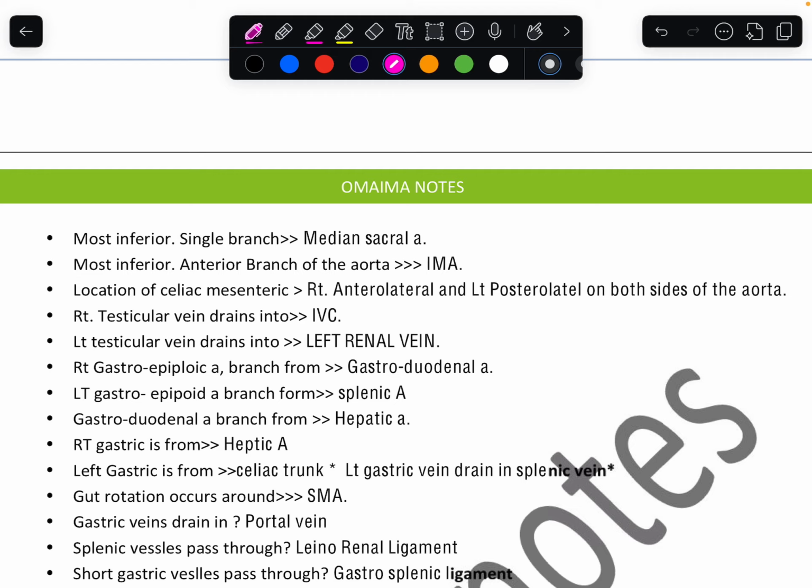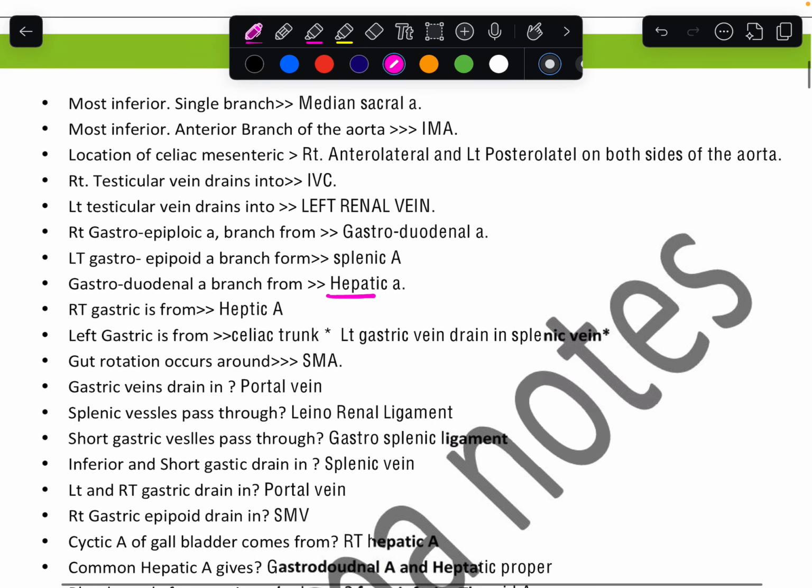Location of the celiac and mesenteric, right anterolateral and posterolateral on both sides of aorta. Right testicular vein drains into inferior vena cava. Left testicular, left renal vein. Right gastroepiploic branch from gastroduodenal artery. Left gastroepiploic branch from splenic artery. Gastroduodenal branch from the hepatic artery. Right gastric artery is from hepatic artery. Left gastric artery is from the celiac trunk.